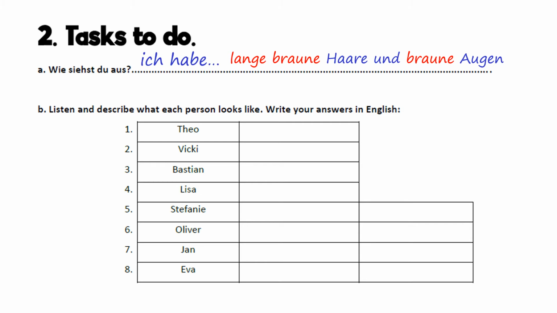3. Bastian, wie siehst du aus? Ich habe kurze Haare. 4. Und du, Lisa, wie siehst du aus? Ich habe lockige Haare. 5, Stefanie, wie siehst du aus? Ich habe blaue Augen und lange Haare.